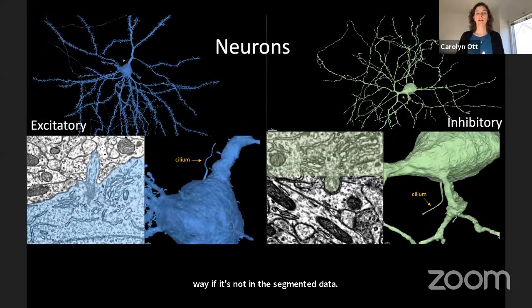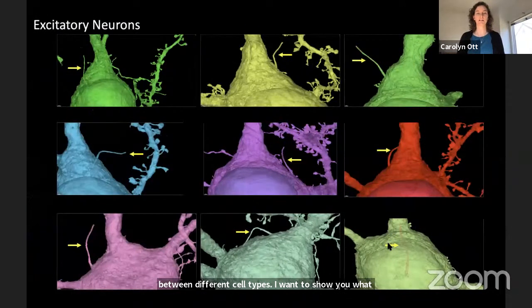There we go. And so let's first start by talking about cilia on neurons. As Agnes talked about, there's excitatory and inhibitory neurons, and I'm showing examples of primary cilia on each of these. And because of the large number of cells in the data set, we're able to compare both within a cell type and between different cell types. I want to show you what some of the excitatory cilia look like.